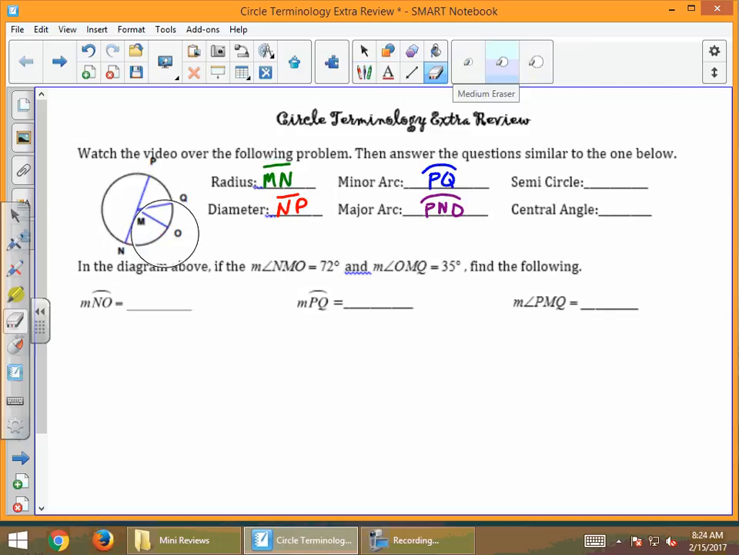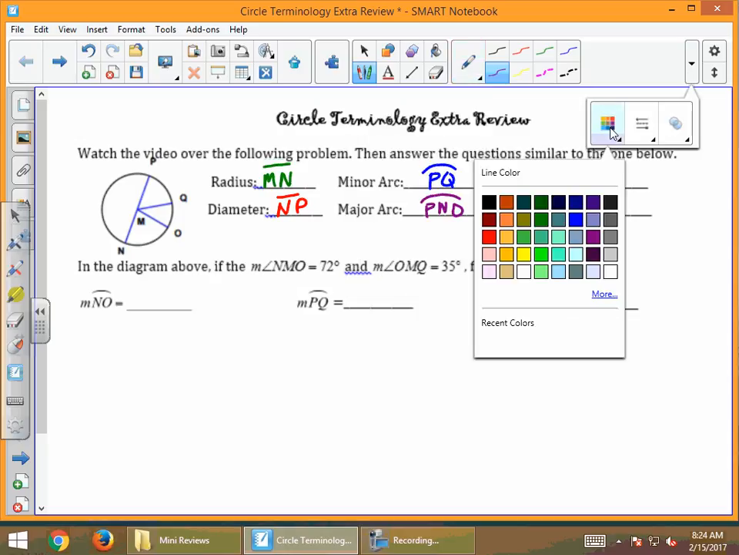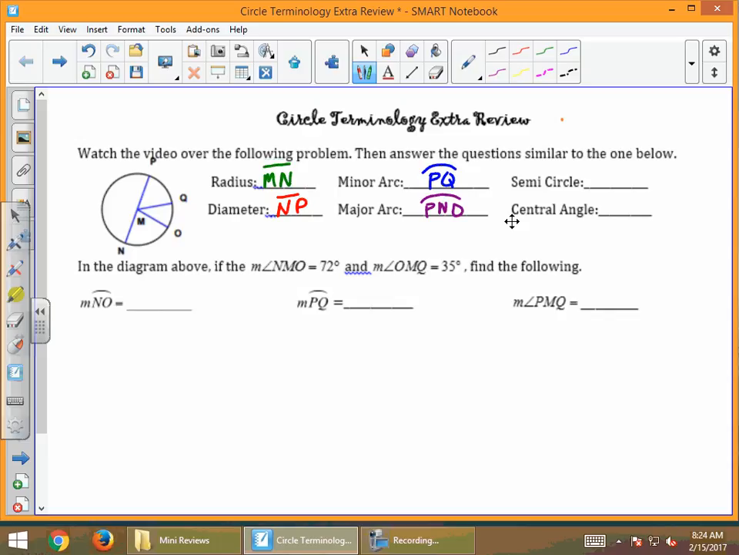A semicircle, remember, is just half of a circle. So if we look at a semicircle, how I like to name them is I start at one end of the diameter, so I'm going to start at P. I name a point next to it, so I'm going to say Q. And then I name the other end of the diameter, so N. So an example could be P, Q, N. You could have said P-O-N or N-O-P. Any of those would have been fine. You just can't say P-N. You have to have that point in between.